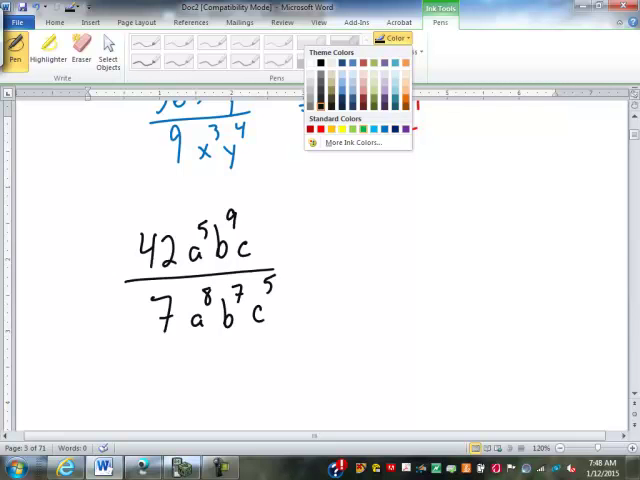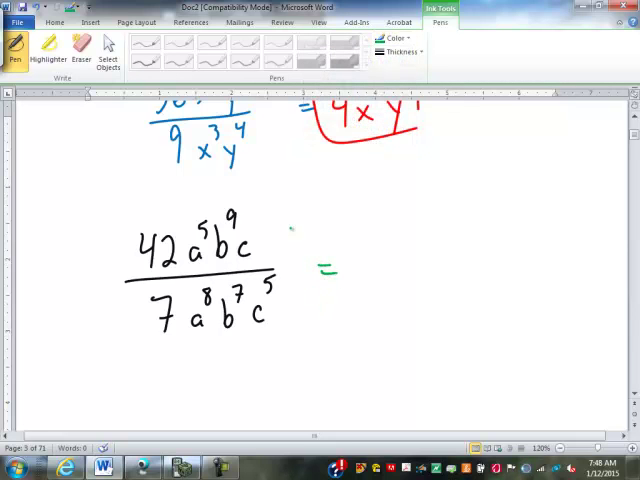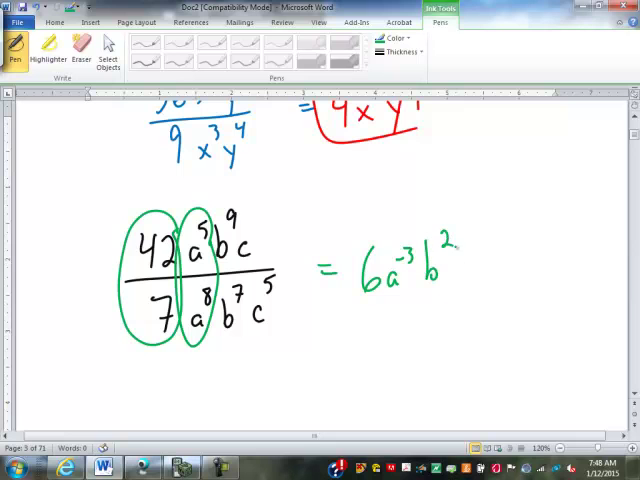How about something like this? We'll divide. 42 divided by 7 is 6. Okay, 5 minus 8 is negative 3. So a to the negative 3rd, good. B to the 2nd, and c to the negative 4, good. This is c to the 1 if there's no power there. 1 minus 5 is negative 4.